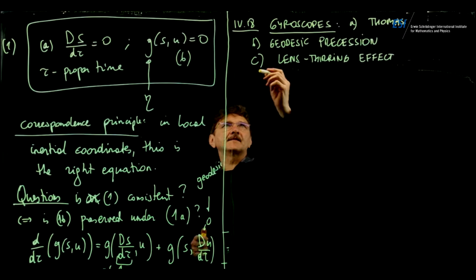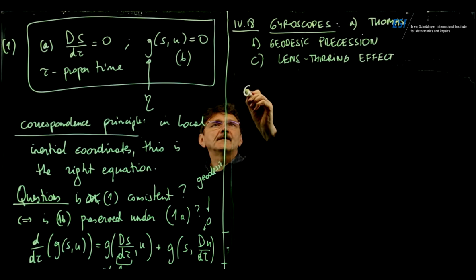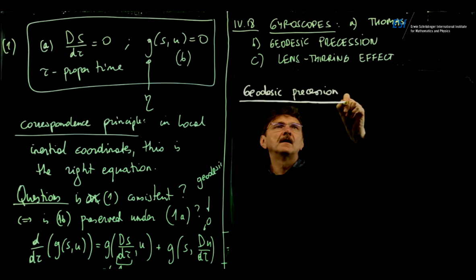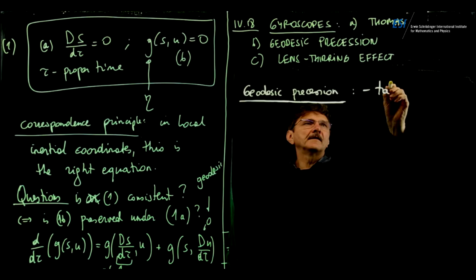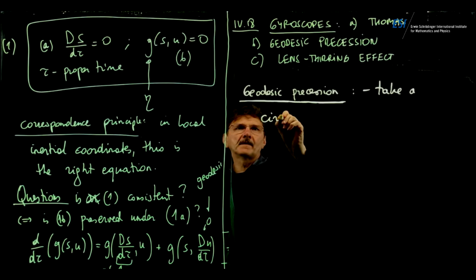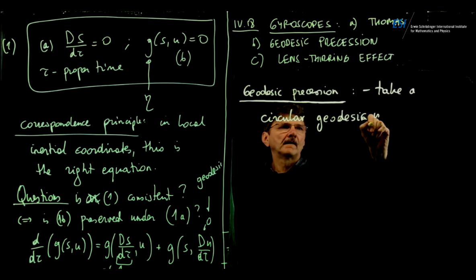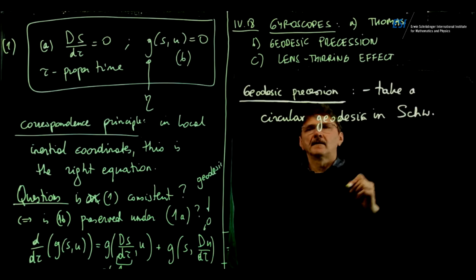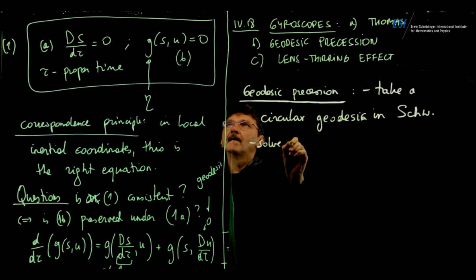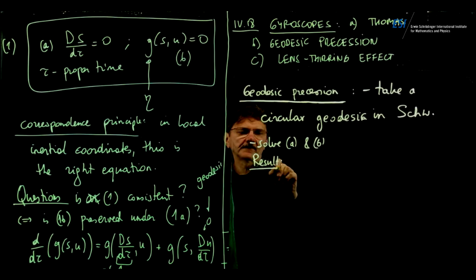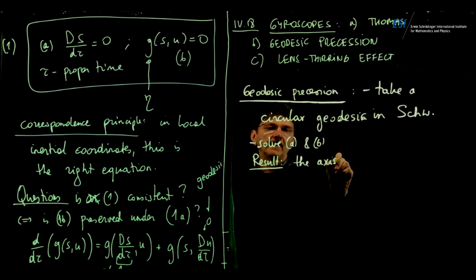So this effect, geodesic precession, the simplest version would be to take a circular geodesic in Schwarzschild, and solve A and B. And you will find a precession: the vector S precesses.